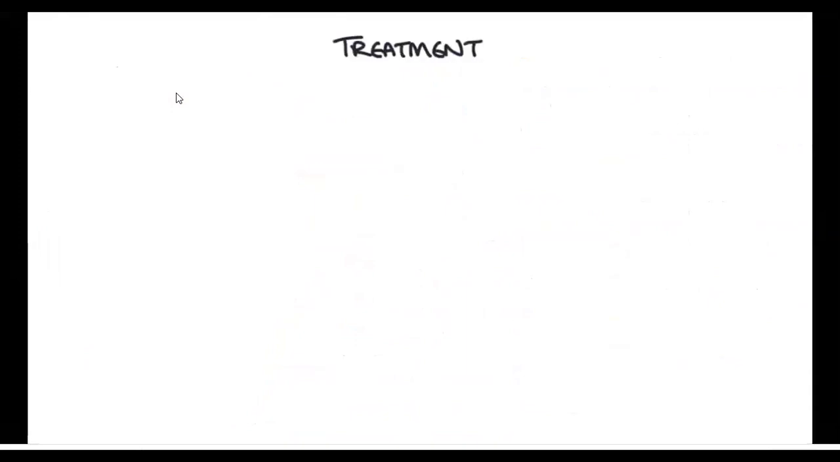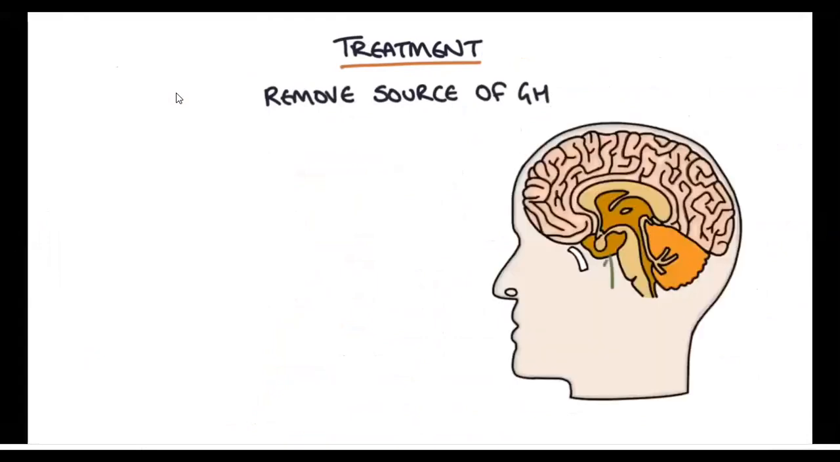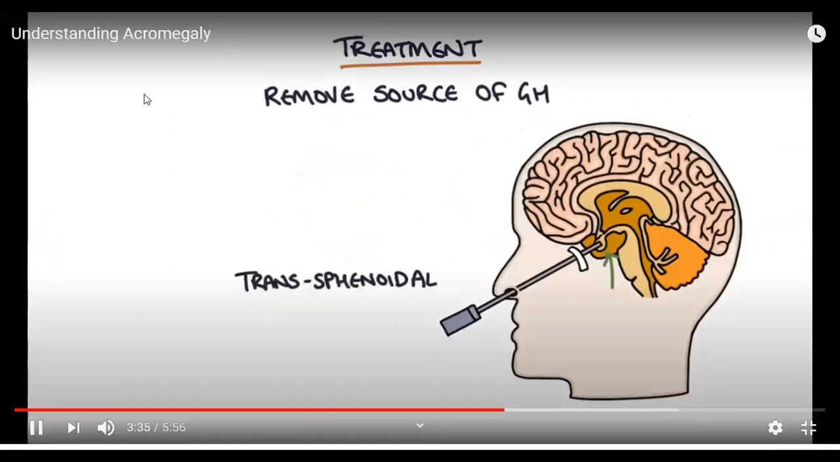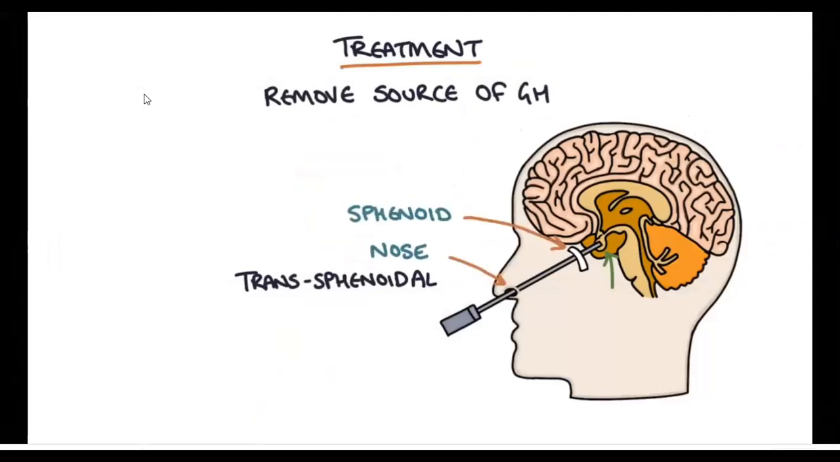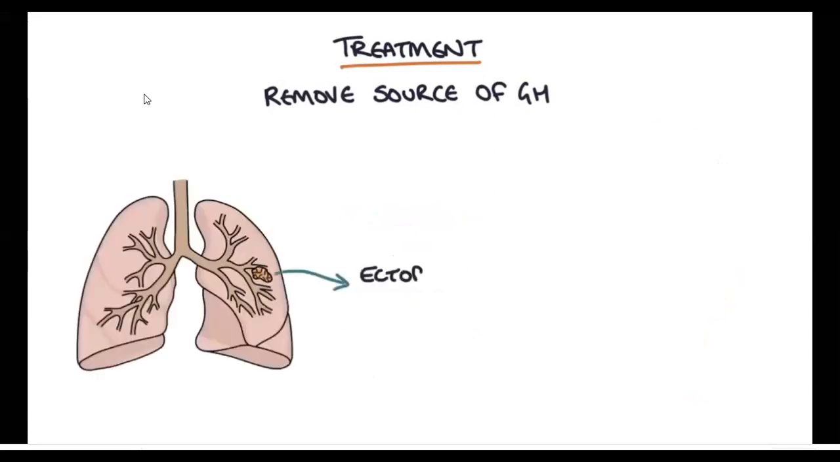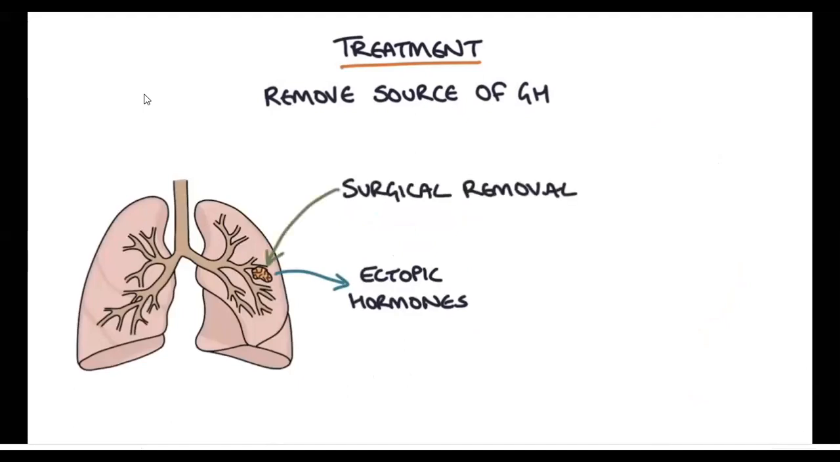How do you treat acromegaly? Well, you need to remove the source of that excessive growth hormone. So if you have a pituitary tumour, you can do an operation where you go transsphenoidally, or through the nose and the sphenoid bone at the front of the face, and surgically remove that pituitary tumour. And that's the definitive treatment for acromegaly in patients who have pituitary adenomas. Where acromegaly is caused by ectopic hormones from, say, a pancreatic or a lung cancer, then surgical removal of those cancers is also an effective treatment.